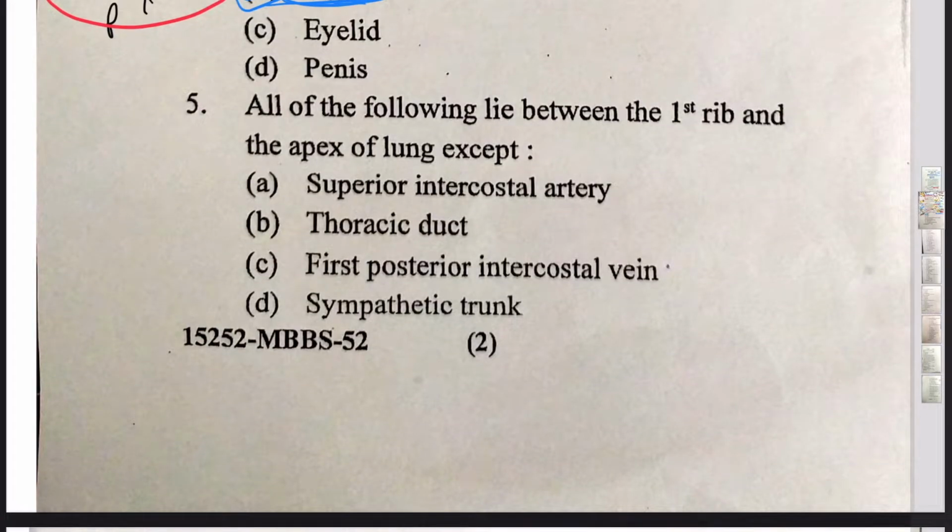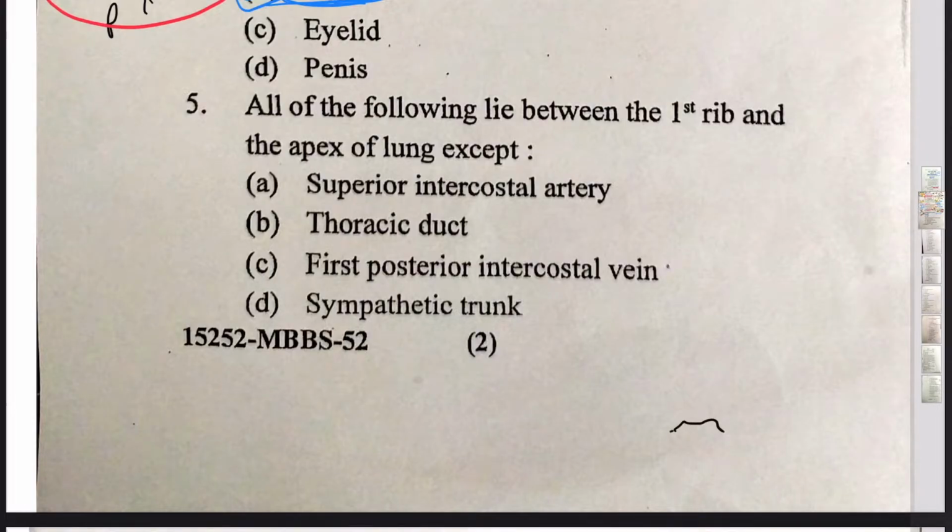All of the following lie between the first rib and the apex of the lung except: superior intercostal artery, thoracic duct, first posterior intercostal vein, sympathetic trunk. I believe you've understood what they mean to ask here.